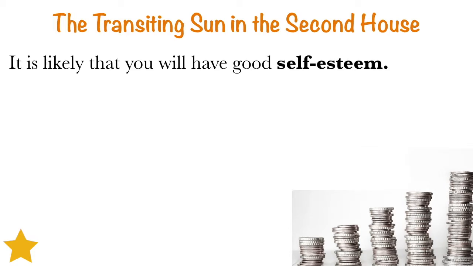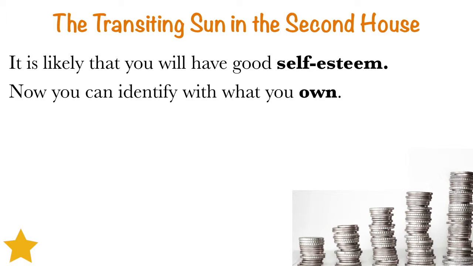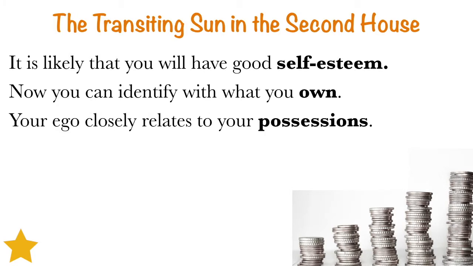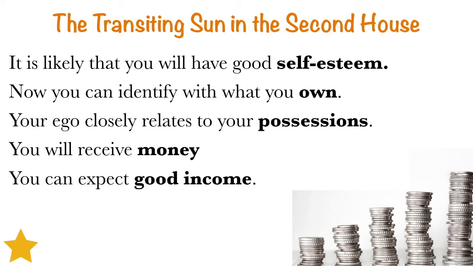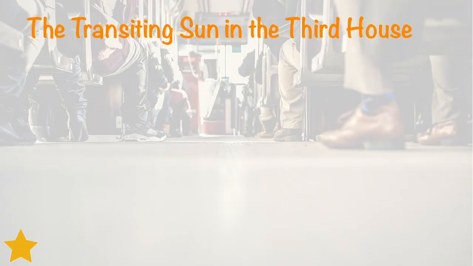When the transiting sun is in the second house, examples are: it is likely that you will have good self-esteem. Now you can identify with what you own. Your ego closely relates to your possessions. You will receive money. Don't we love to hear that in a horoscope? You can expect good income. These are basic sun in second house placements, and these sentences can be used as a basis for you to build on, to create with, to modify, to put your voice into your horoscopes.